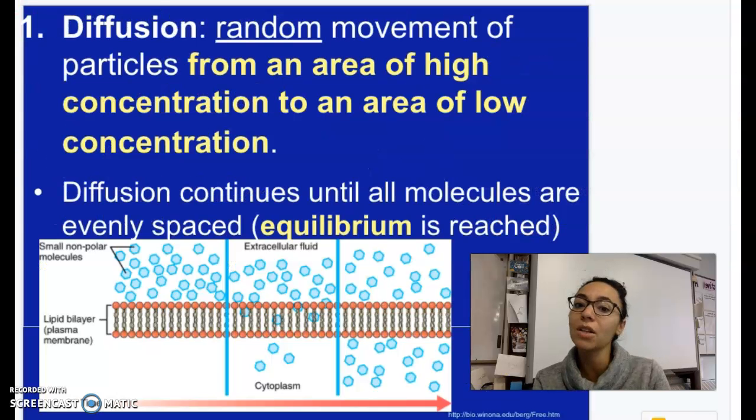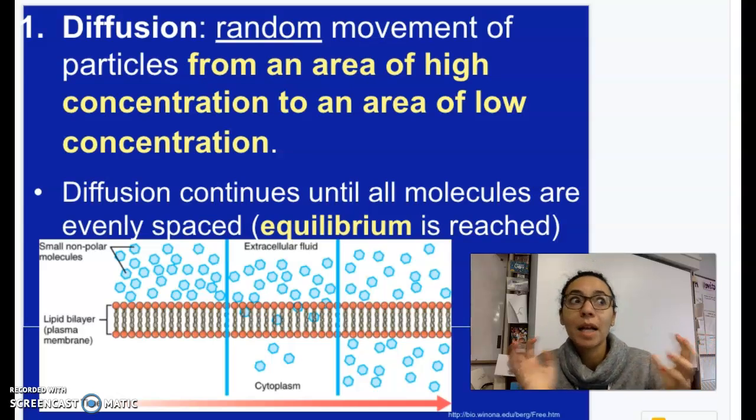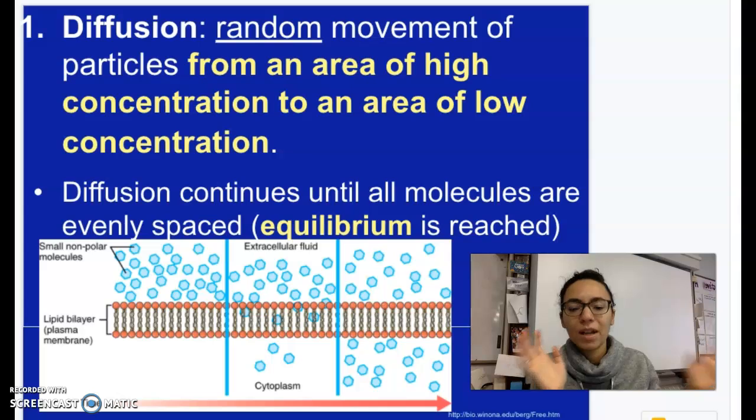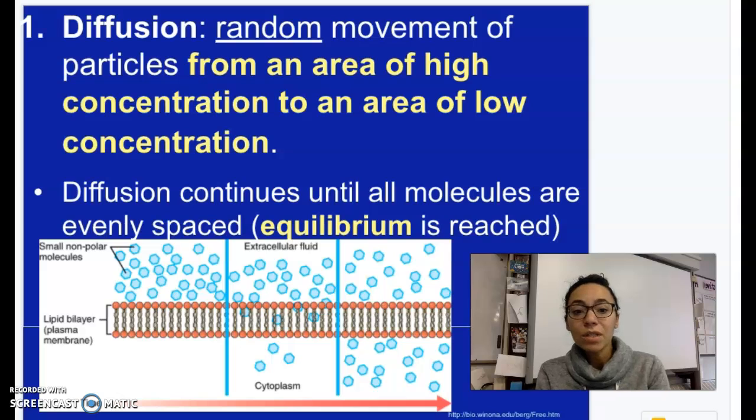All right, so first let's look at diffusion. This is the first type of passive transport, and it is the random movement of particles from an area of high concentration to an area of low concentration. Okay, so think about molecules being very concentrated together and spreading out. That's how they naturally want to move, right? If you think about people on a crowded subway train, right? You naturally just want to spread out and get off that train, right? Same thing's happening here. Molecules do the same thing. Diffusion continues until all molecules are evenly spaced, which is called equilibrium.